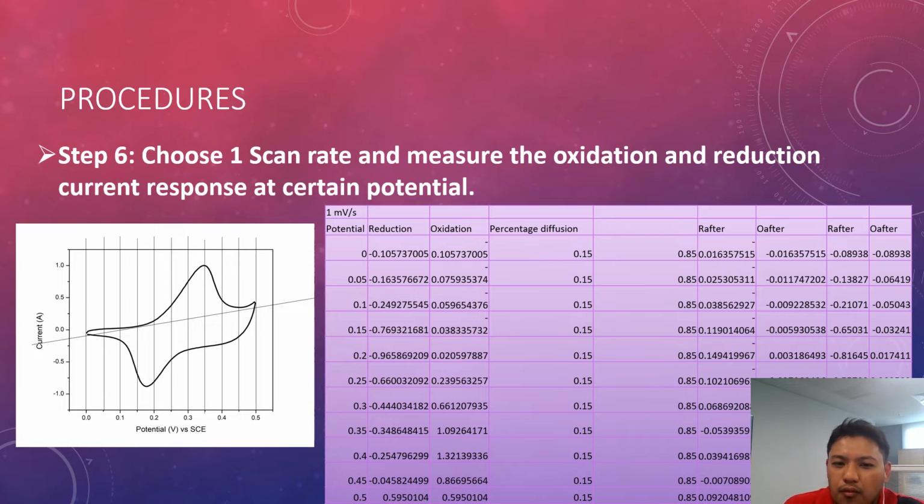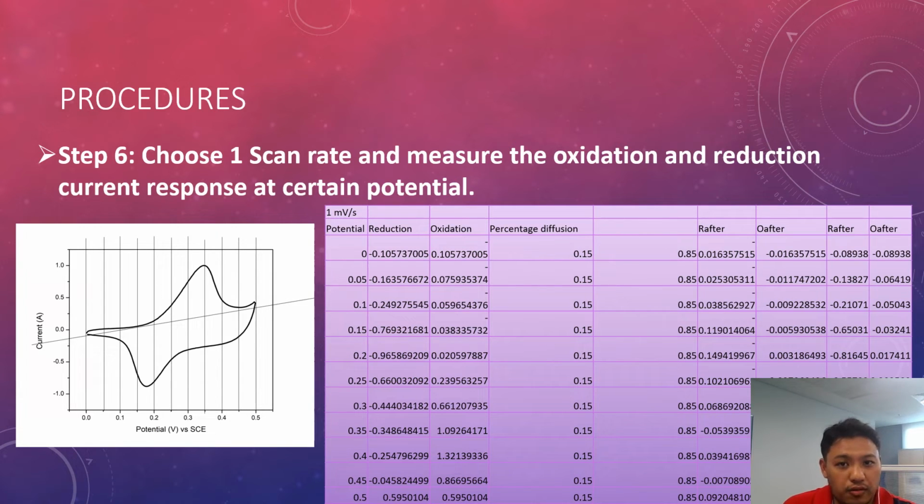So this is what the table looks like. You can see that I have a potential. I set the potential with an increment of 0.05. You can do an increment of 0.01, it's up to you. And measuring the reduction and also the oxidation current is very important. You can measure that using Origin. And you can already calculate the percentage of diffusion and the percentage of capacitive.